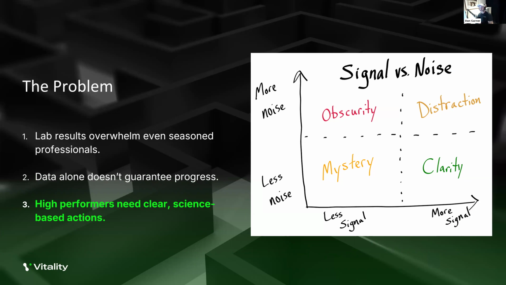High performers need clear science-based actions. They just do. You need to give them very simplified things and let them go do their work. You could say that about anybody, but you definitely need to say that about high performers because they're looking to break plateaus. They're looking to actually change their subjective experience of life. Like if you're just trying to change a number on a spreadsheet, I'm probably not the guy for you.